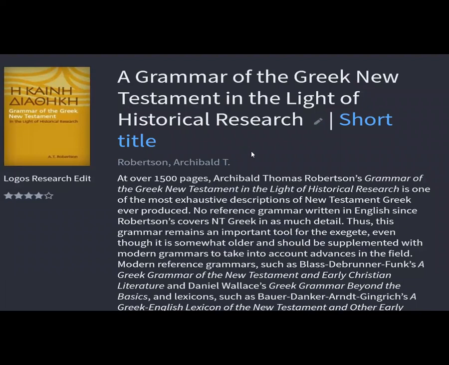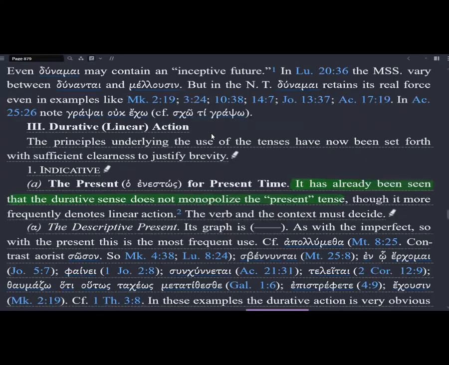Now, this one I do have in Logos. It's an older one. A Grammar of the Greek New Testament in the Light of Historical Research by A.T. Robertson. Okay, so anyway, we go to this page right here, and he says it's the present for present time. It has already been seen that the durative sense, in other words, a continuous sense, does not monopolize the present tense, though it does more frequently denote linear action. The verb and the context must decide. So this is an old school grammar saying what we need to know.